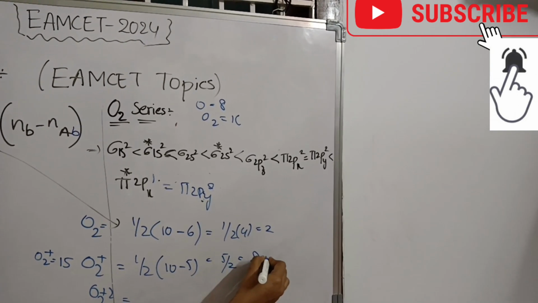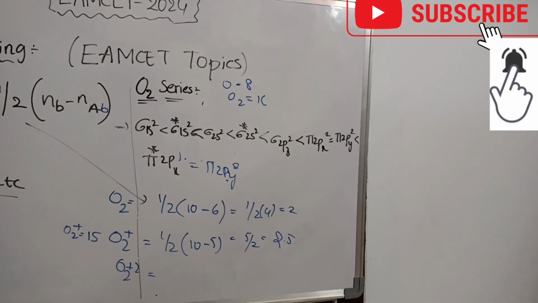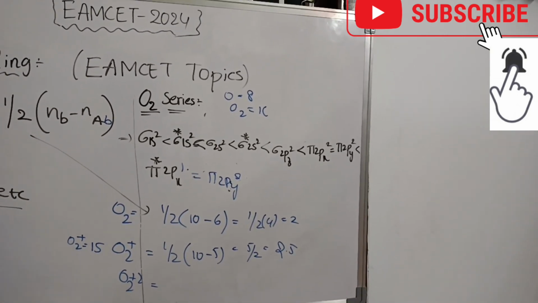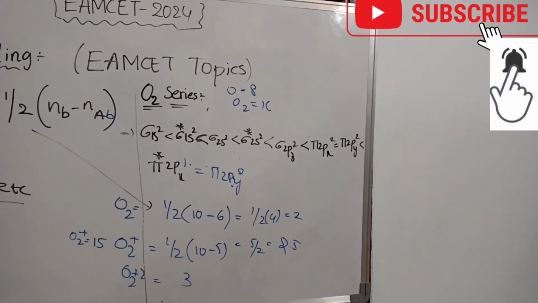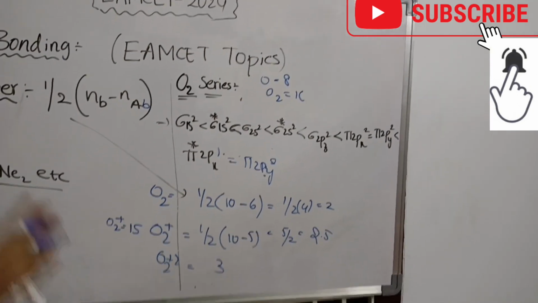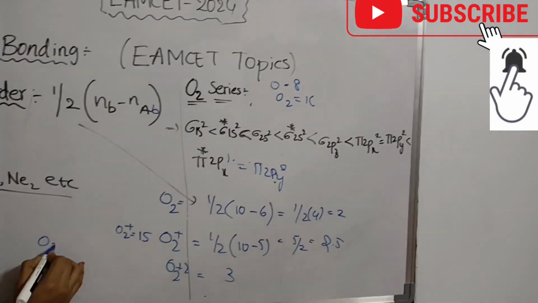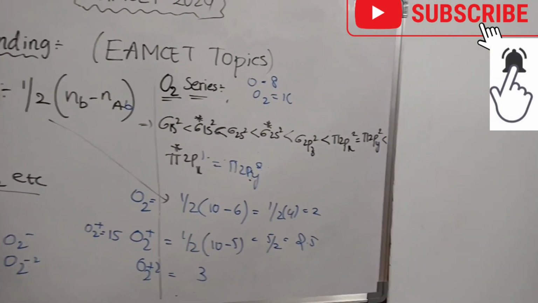How much? 2.5. In N2 plus, we have seen that the bond order is decreasing from N2 to N2 plus. But in the oxygen series, the bond order will increase. Okay. For O2 plus 2, simply plus 0.5 becomes 3. So this is the difference between the N2 series and the O2 series. Mostly the questions they are asking are from the O2 series, and O2 minus is also very important, O2 minus 2 also very important. You find these questions, these are your HW.